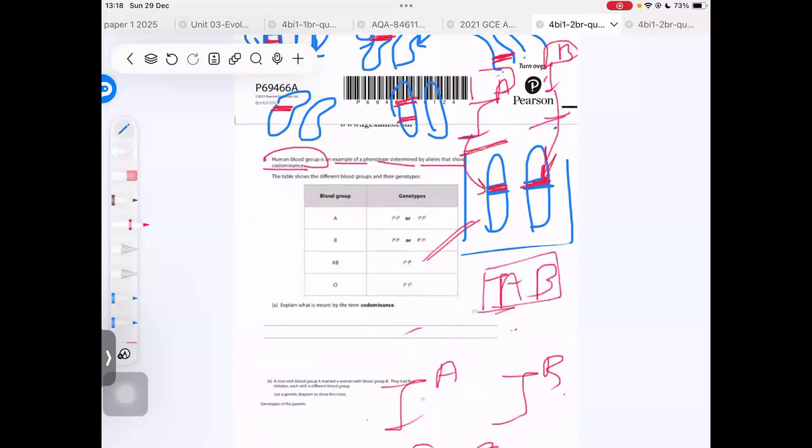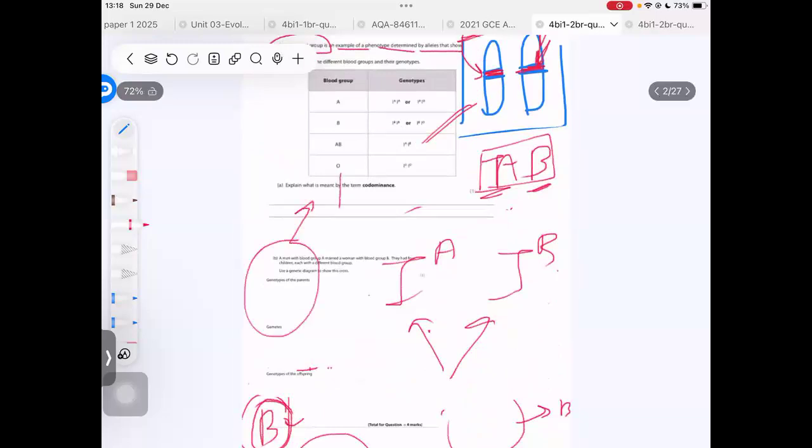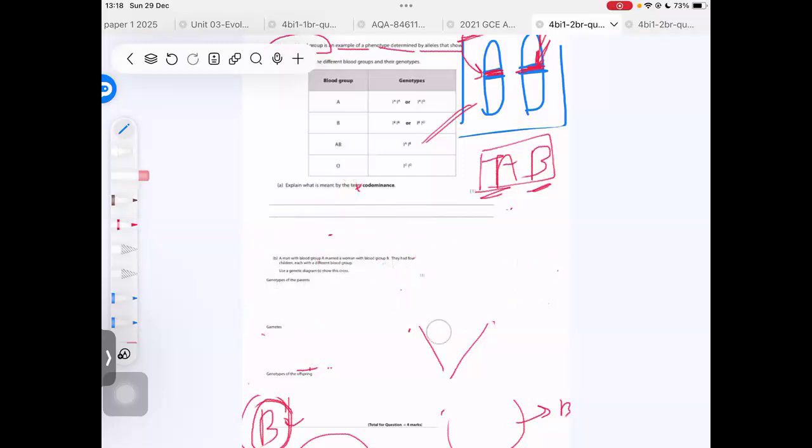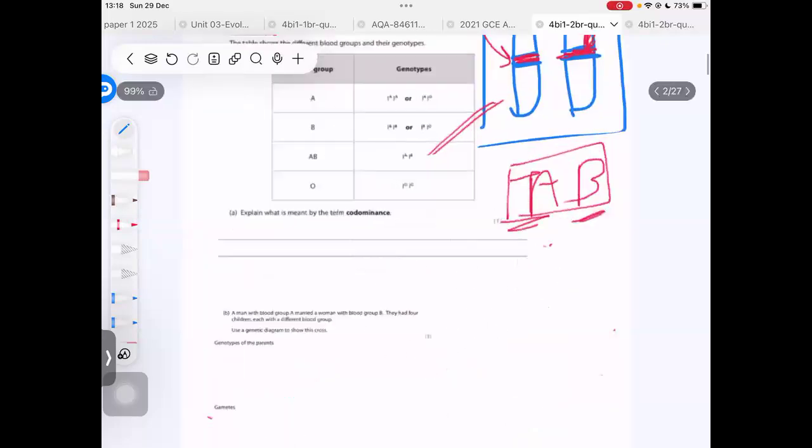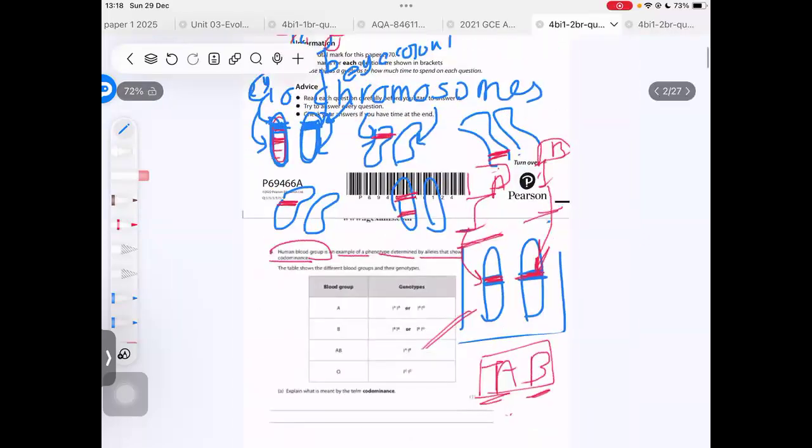You don't see only the A blood group, neither do you see only the B blood group. You see both blood groups together. So those people have the carbohydrate A on their red blood cell as well as the carbohydrate B, which means their blood group is AB. So basically, this is what you call codominance. Codominance means both have equal dominance.